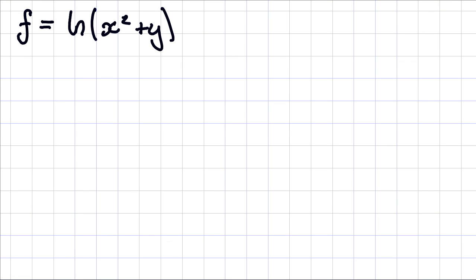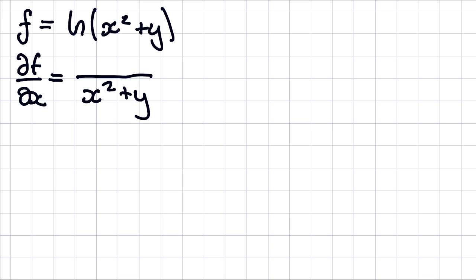Here we have a function, natural logarithm of x squared plus y, and we're going to be taking first and second derivatives of it. So this is just a function of a function. So to take df by dx, I differentiate the function first. So that just gets me 1 over x squared plus y. And now I differentiate the argument of the function, and that gets me 2x.